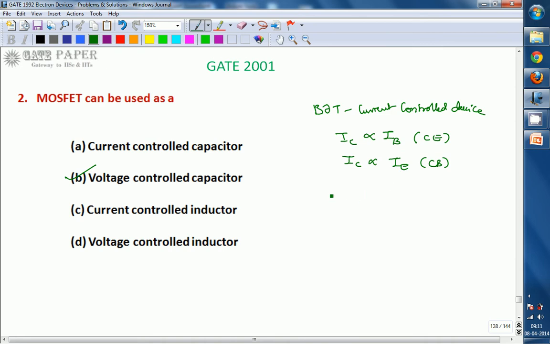Whereas FET is a voltage control device. A voltage control device means the output current, the drain current, is proportional to the input voltage, that is VGS. So ID is a function of VGS. By varying VGS, we can change the ID value. So this is called a voltage control device. And if you look at it from a constructional point of view, we can say whether it is a voltage control capacitor or a voltage control inductor.